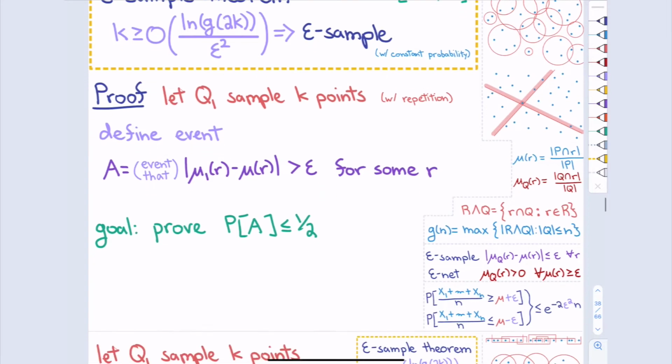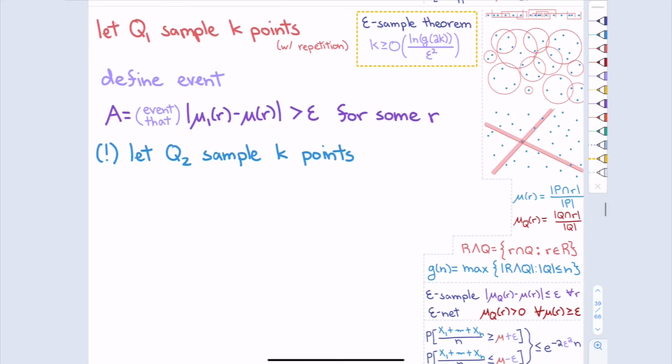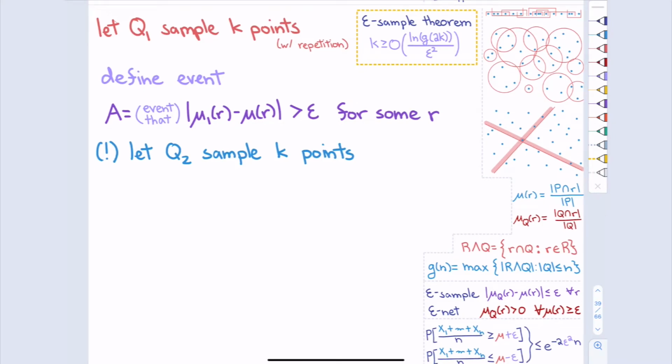Okay, so this proof is really cool because what we're going to do is sample another k points. Let Q2 be another sample of k points of repetition. Somehow we're going to sample twice, and this is going to magically make a big difference. I'm going to let mu2 denote the measure with respect to Q2. Now look at this event: the event that Q1 and Q2 disagree on a range by more than epsilon over 2.